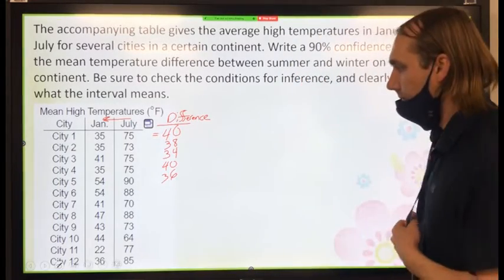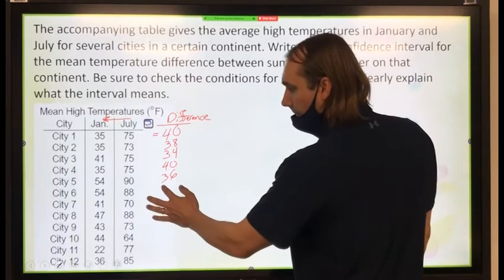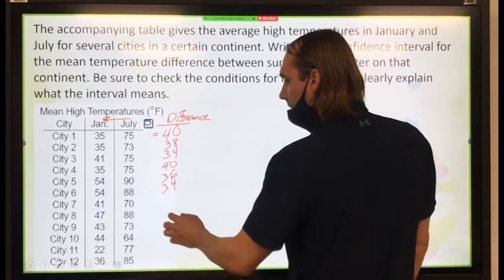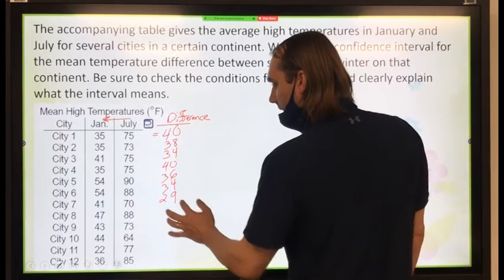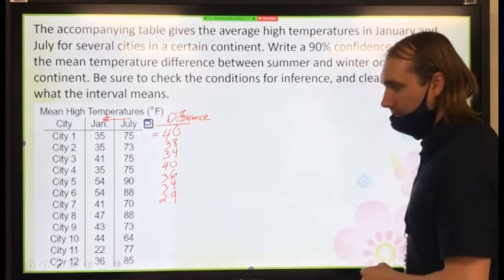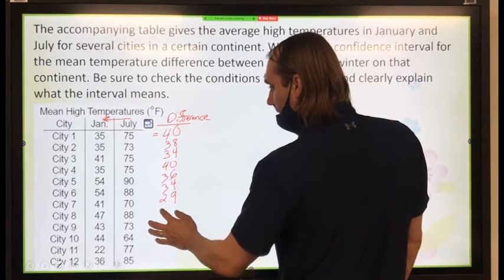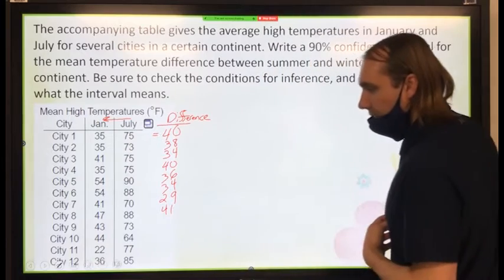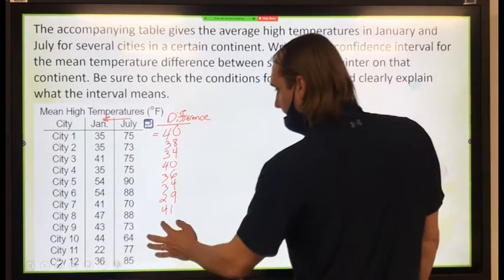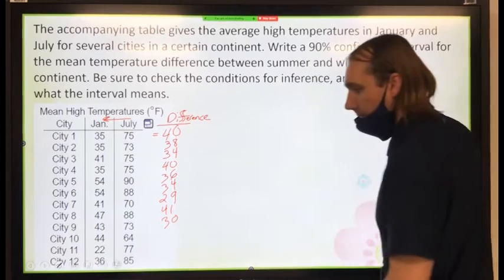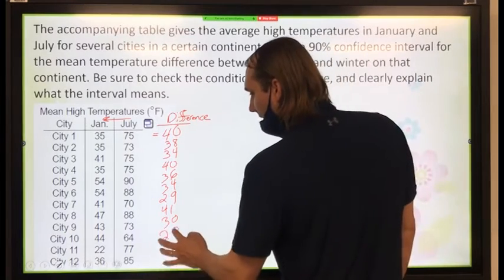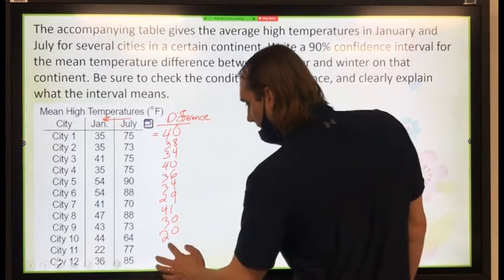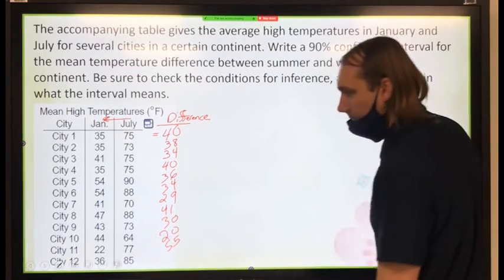88 and 54? 34. 70 and 41? 29. 88 and 47? 41. 73 and 43? 30. 64 and 44? 20. 77 and 22? 55. And then 85 and 36. 49.